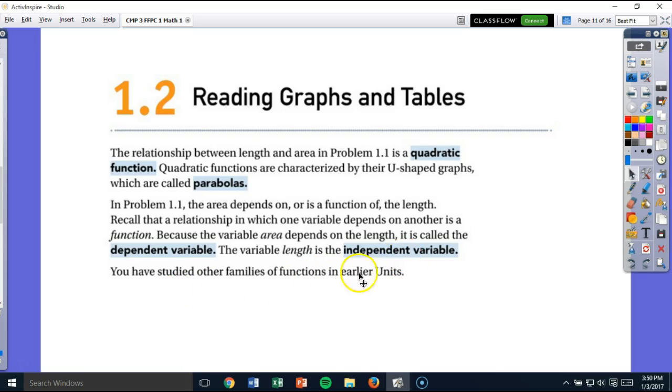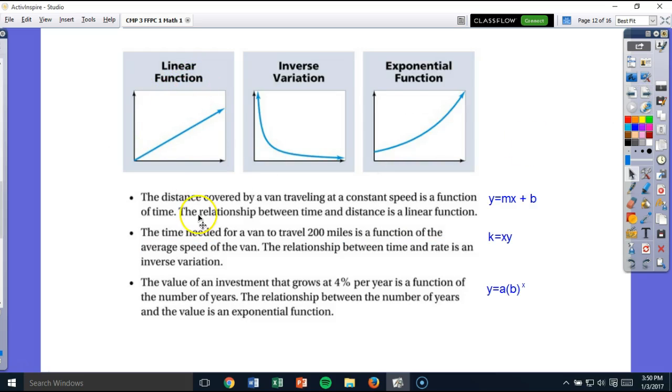We've studied other families of functions in earlier units. We've had our linear function, and that's the distance covered by a van traveling at a constant speed as a function of time. The relationship between time and distance is a linear function, similar to y equals mx plus b. We've also done inverse variation, where the time needed for a van to travel a set, or constant, 200 miles is a function of the average speed of the van. The relationship between time and rate is an inverse variation.